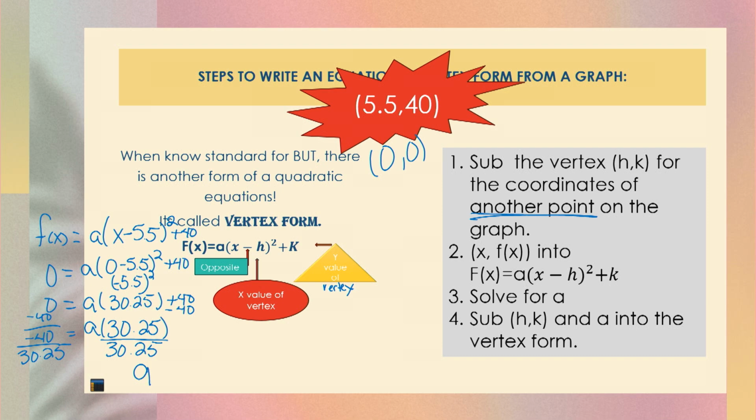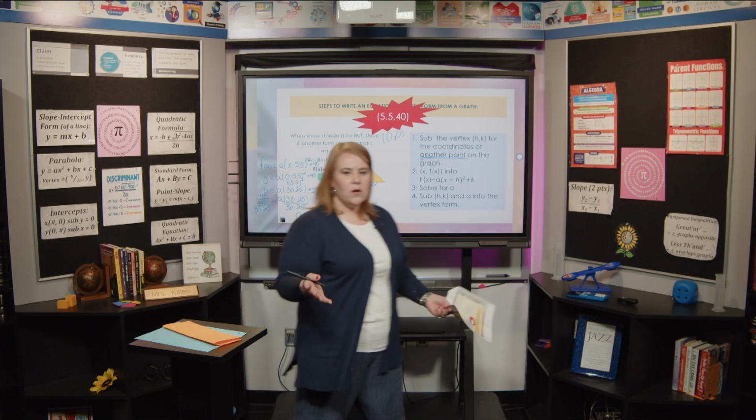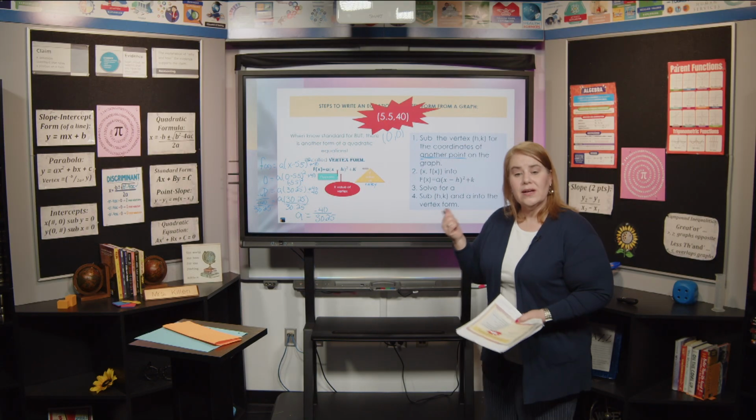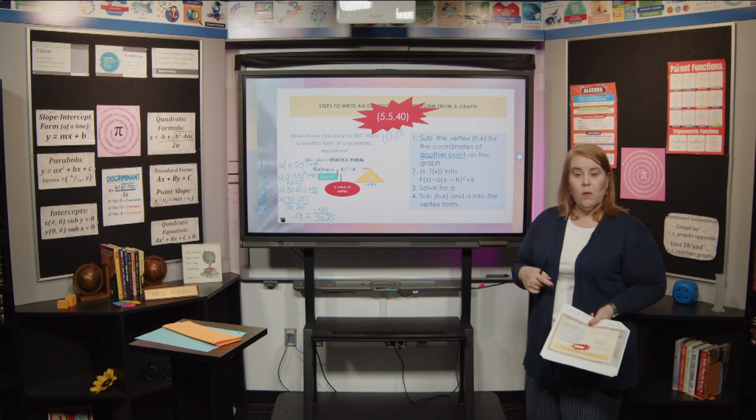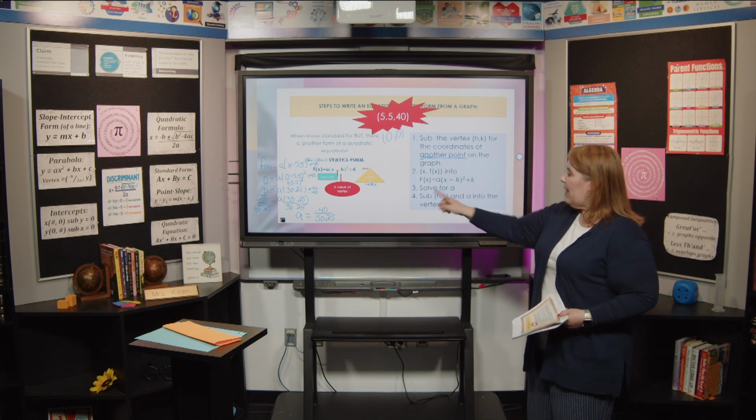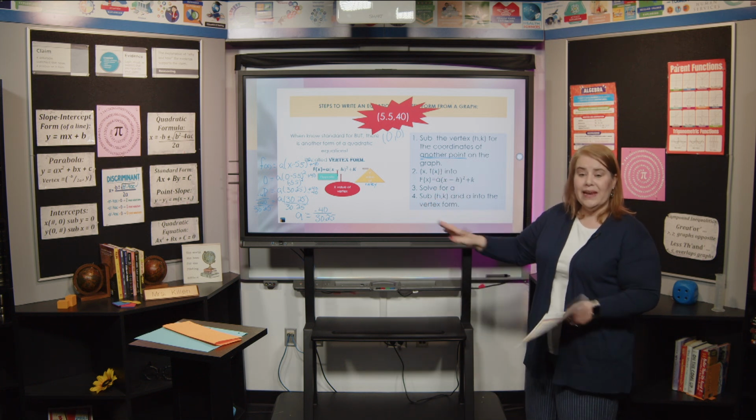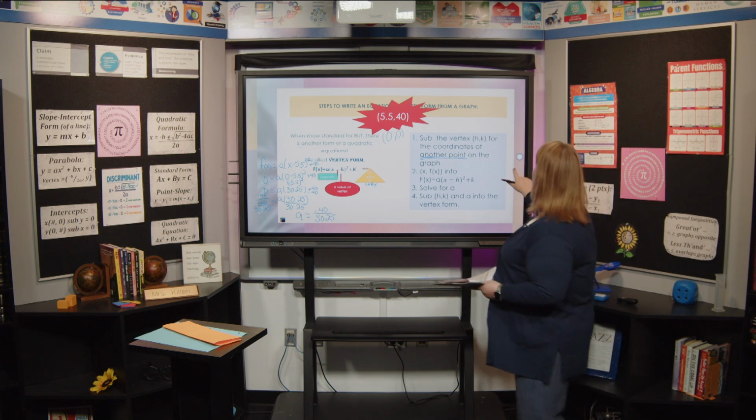So my a equals negative 40 over 30.25. Now, Ms. Killen, why did we do all that? Well, remember, we're trying to write a quadratic equation. So now that I have my a, I can put in all of my information. So let's look. Let me get a different color.